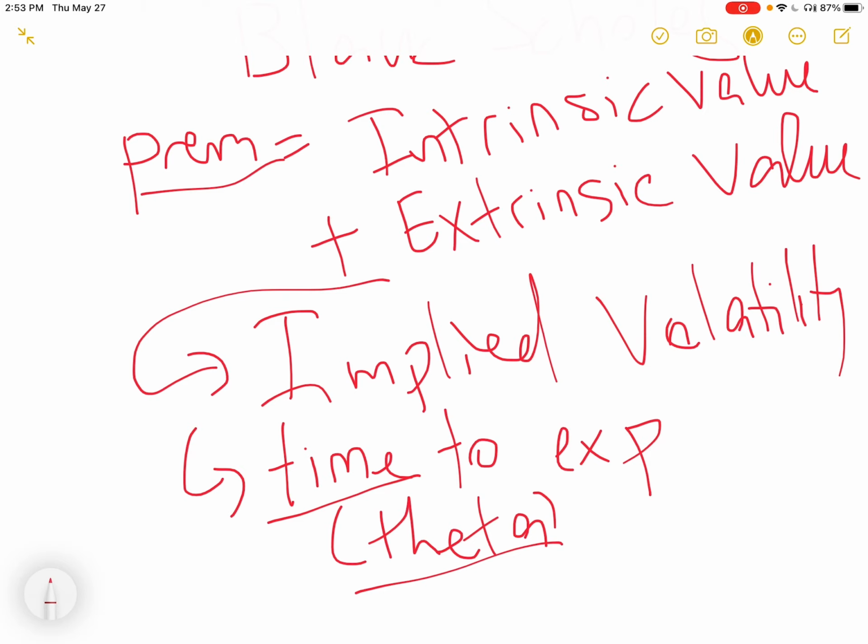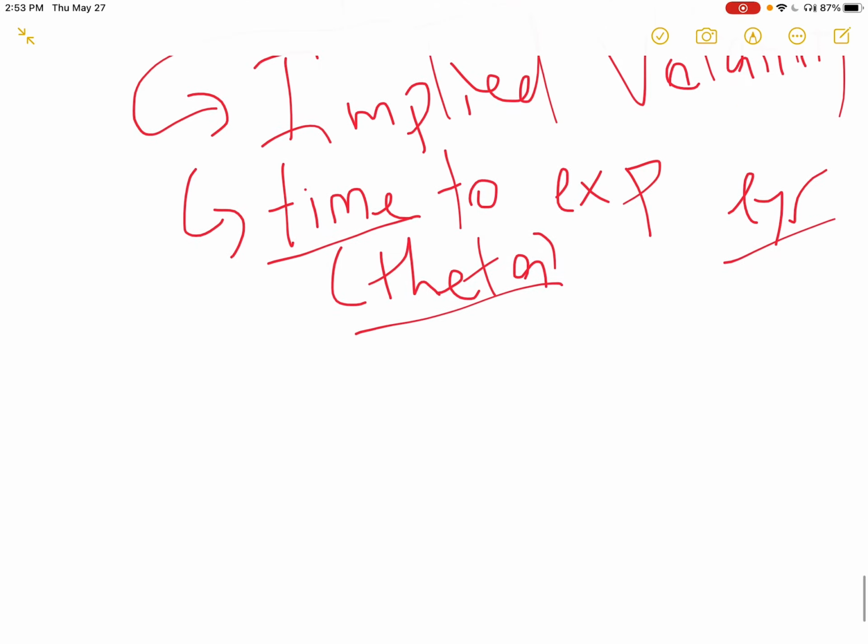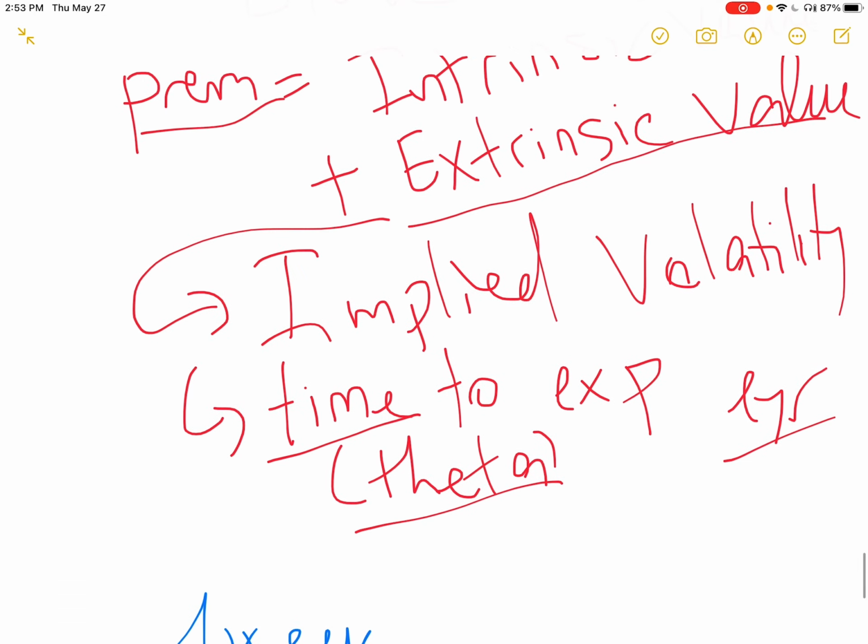Usually your theta will be very small if you buy a long contract, let's say 1 year expiry. So you don't really care about theta or even implied volatility. If you buy a 1 year contract, your extrinsic value will be extremely low. But if you buy contracts like I do, 1 week or even less, sometimes 1 day, the premium will be driven by implied volatility and time to expiry, which is very short. So implied volatility will be the big driver.